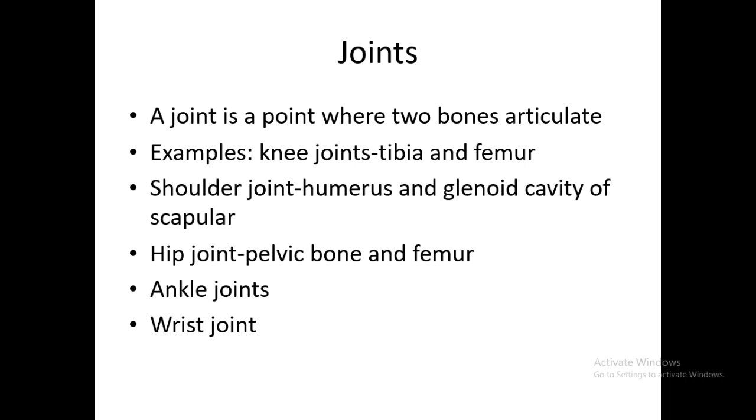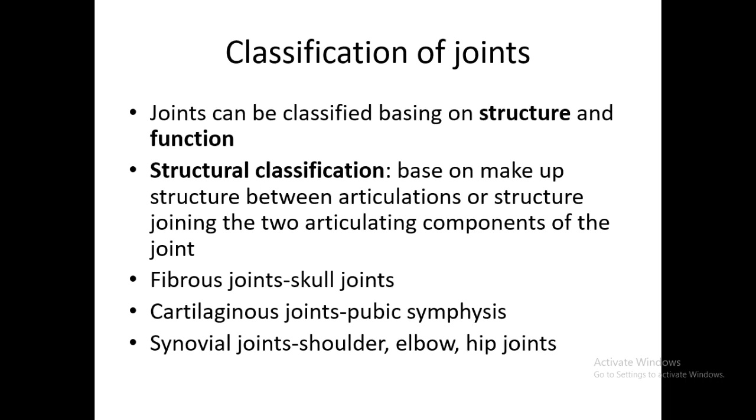The hip joint, pelvic bone and femur. You touch your hip, there's a place where the femur articulates with the pelvic bone. The pelvic bone is the bone at the lower back of the spinal cord. Ankle joints and the wrist joints. We are going to look at the classification of the joints.